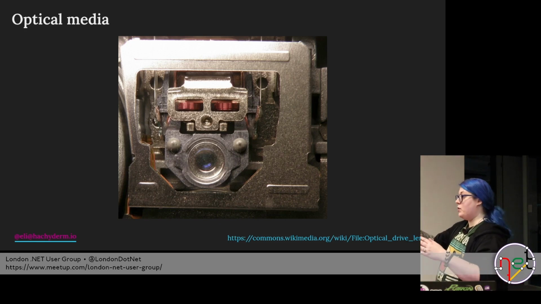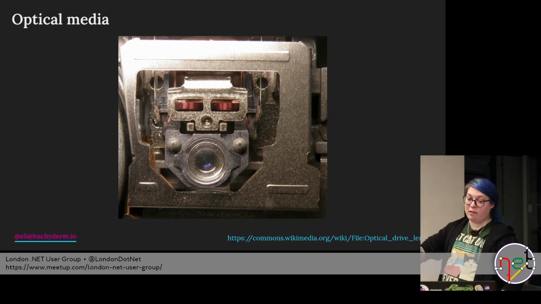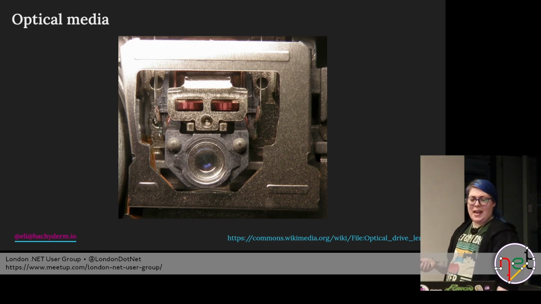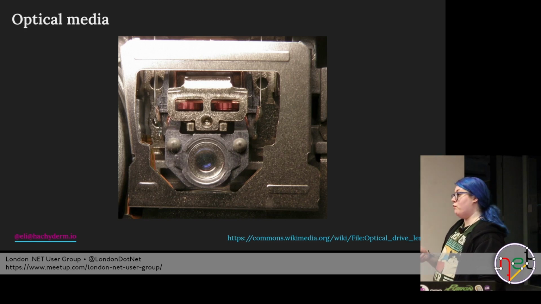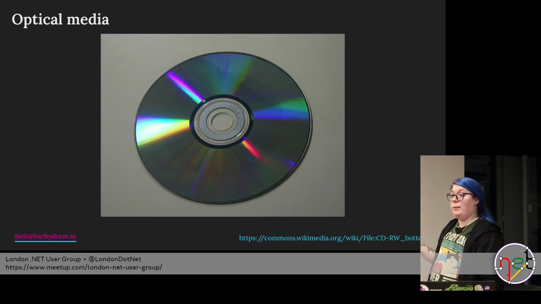So your bumps and your dips reflect differently, and that's what the detector is picking up on. CD-ROMs, ROM for read-only memory, like core write memory, were developed by Sony in 1984, and it wasn't until '97 that we got ones that you could rewrite on at home. Now, here is a rewritable CD. And you might notice its iridescent surface is much darker.